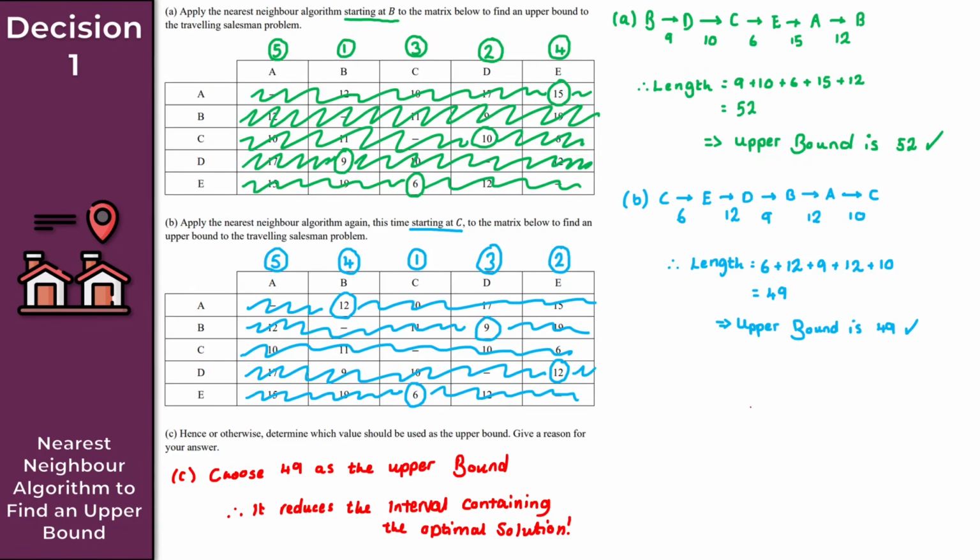So as you can see, applying the nearest neighbor algorithm is pretty straightforward for the most part. I think the most dangerous thing here with the nearest neighbor algorithm is that you don't get it confused with Prim's algorithm. That is the real danger here. But as long as you can remember the distinction between those two different algorithms, you'll be absolutely fine. Okay. So there we have it then. That gives us the solution to the one practice question for this video. And that brings us to the end of this video on the nearest neighbor algorithm to find an upper bound.